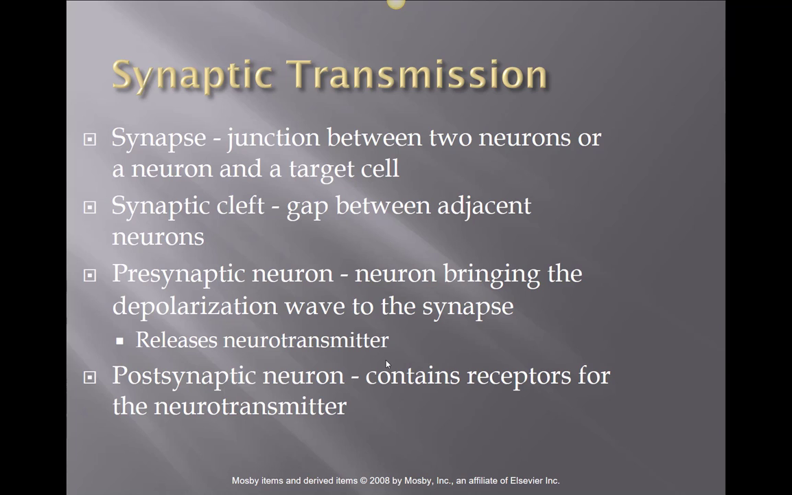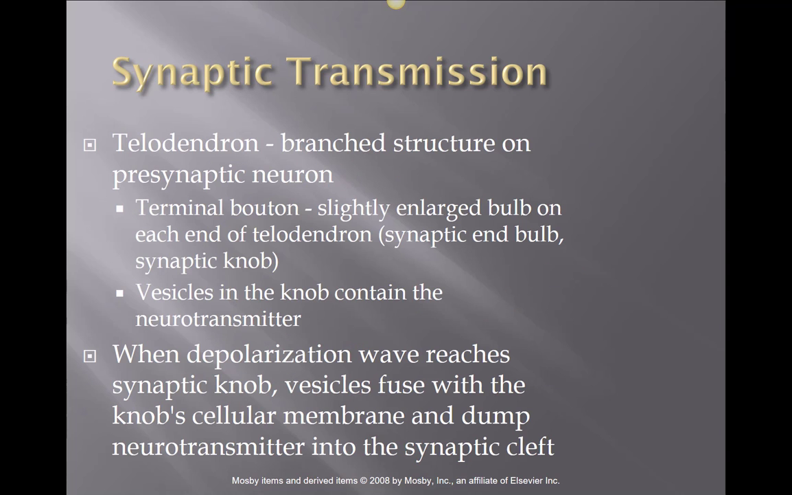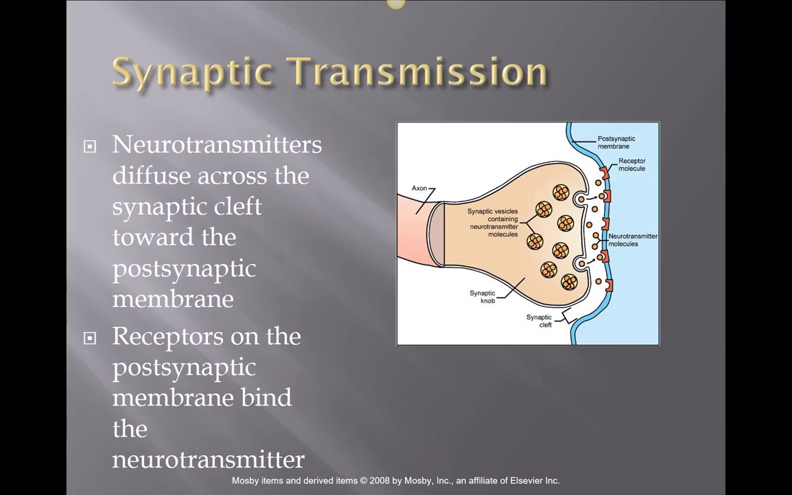And the postsynaptic neuron, or the postsynaptic cell, is going to contain receptors for those neurotransmitters. And so this is how signals are passed on by nerves. At the end of it, it's those little branch structures we talked about on the presynaptic ends called telodendrites. Each one has a terminal bouton, or what we call a synaptic knob, and in those knobs are little vesicles that have the neurotransmitters. So when that electrical impulse happens, that vesicle fuses with the cellular membrane and releases the neurotransmitter into the cleft.